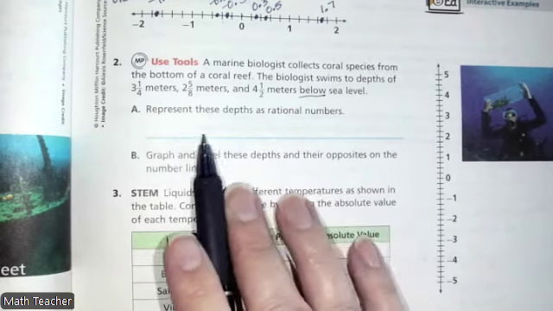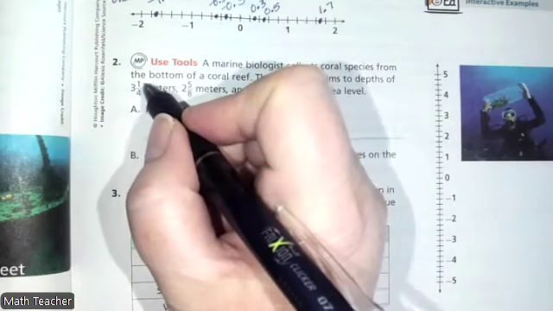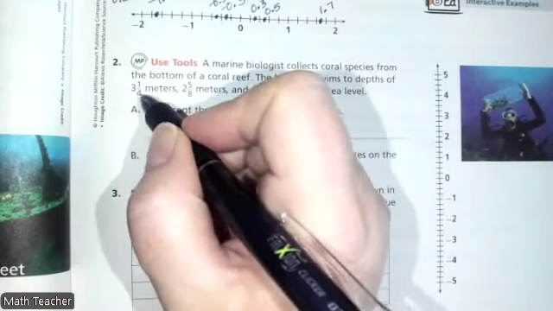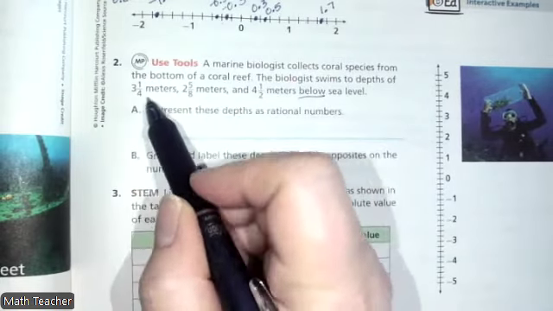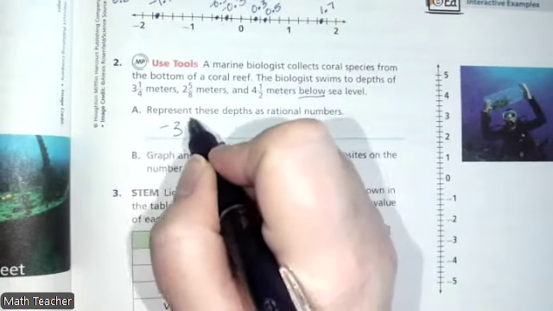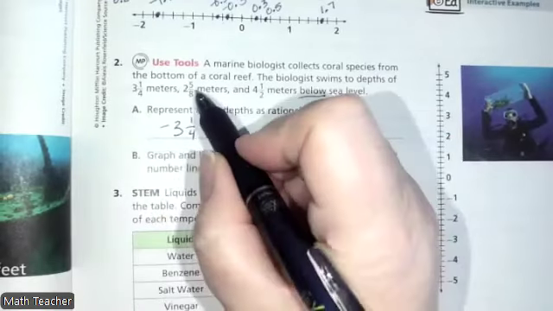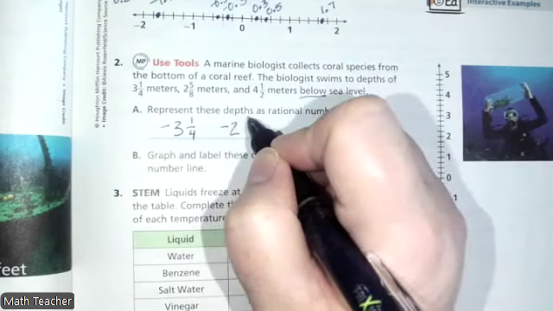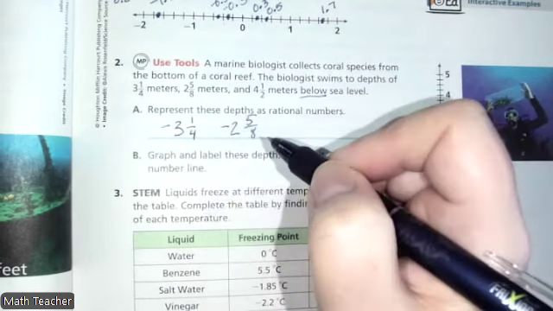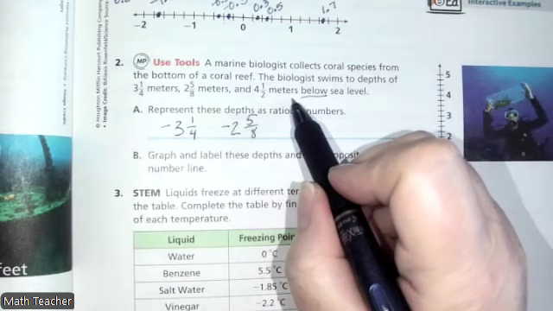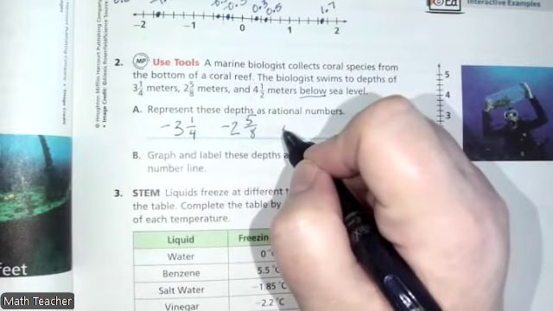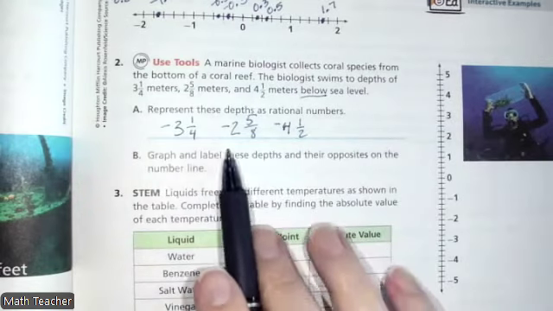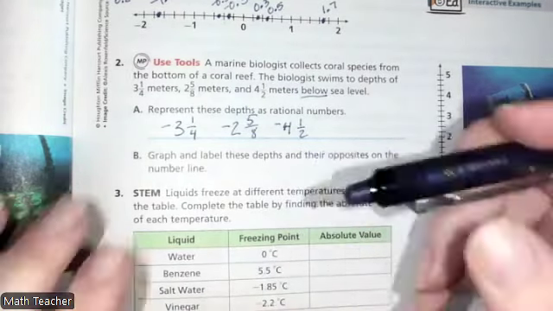So we know they are below sea level, so we want to go ahead and write these as negative rational numbers. So 3 1/4 meters below sea level will be written as -3 1/4. 2 5/8 meters below sea level will be written as -2 5/8. And 4 1/2 meters below sea level will be written as -4 1/2. So we have these each written as rational numbers.